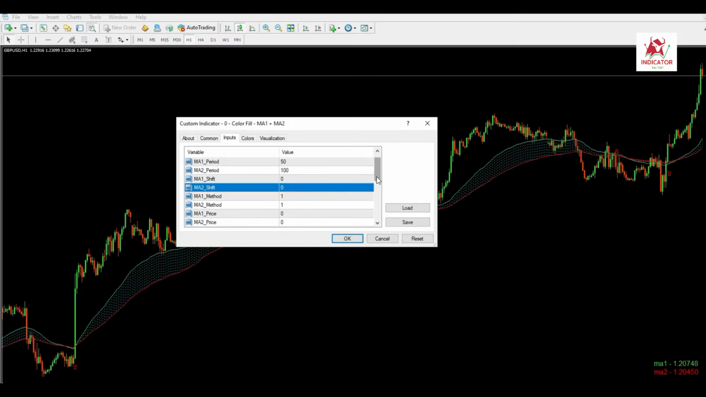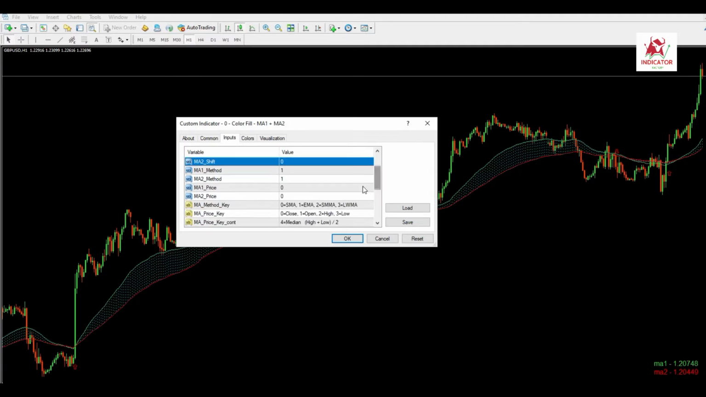The Color Fill Moving Average is a custom trading indicator which you can download from this article. Move the downloaded EX4 file into your MT4's indicator folder. Restart your MT4 trading platform and head over to the Navigator window, right-click and select Refresh to have the newly installed Color Fill Moving Average indicator picked up.